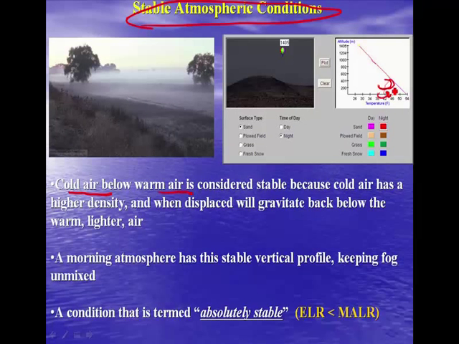Typically, your morning atmosphere has this type of vertical profile, and this is a condition that we call absolutely stable. In other words, the environmental lapse rate, the change in temperature of the atmosphere, is less than the change in temperature of a moist air parcel. So absolute stability is when the environmental lapse rate, in our previous example, was 4 degrees Celsius per kilometer, and the rate of change in temperature of the parcel was 6 degrees Celsius per kilometer. This type of situation we would see stable conditions. In other words, nice weather.